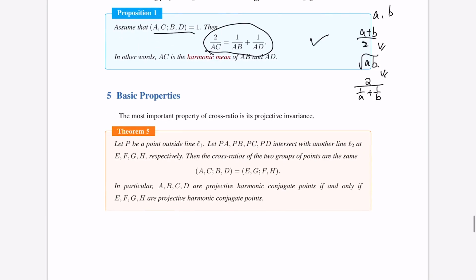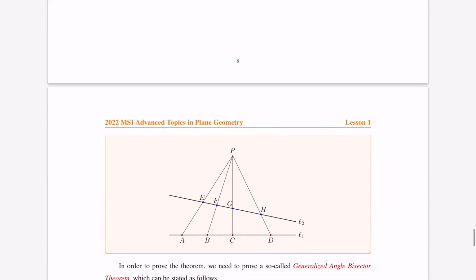So the next thing I want to explain, the concept of cross ratio, is very important, and it will give us unexpected results in math competitions. It is the following, we call it the invariance of the cross ratio. Okay, so here's the picture.